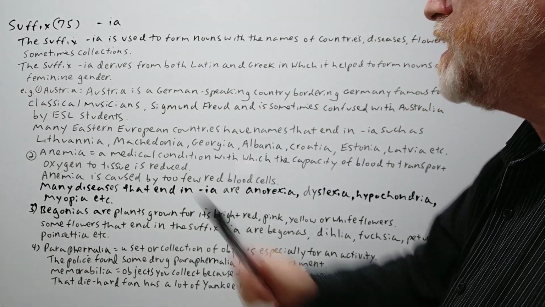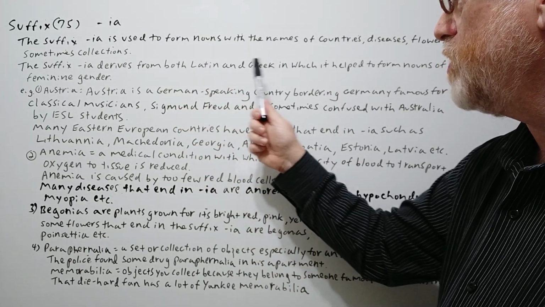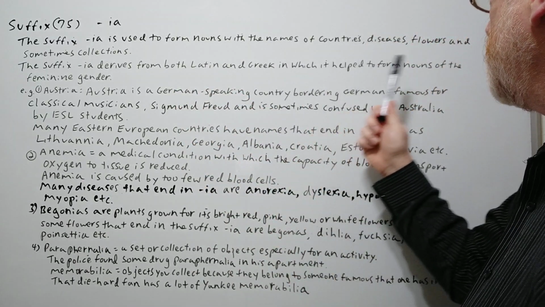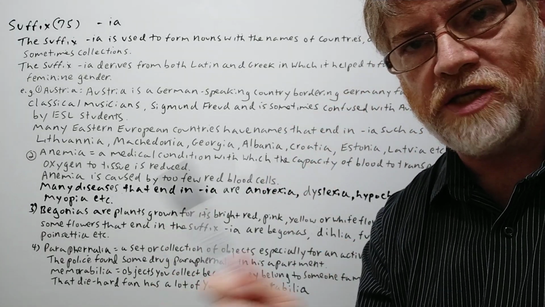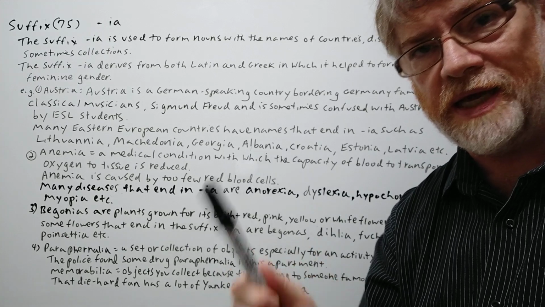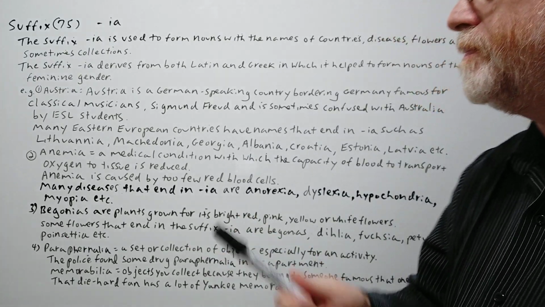Okay, let's continue. The suffix ia derives from both Latin and Greek, in which it helped to form nouns of the feminine gender. Remember, Latin had masculine and feminine nouns, as well as a lot of the Romance languages that derive from it. Let's continue.